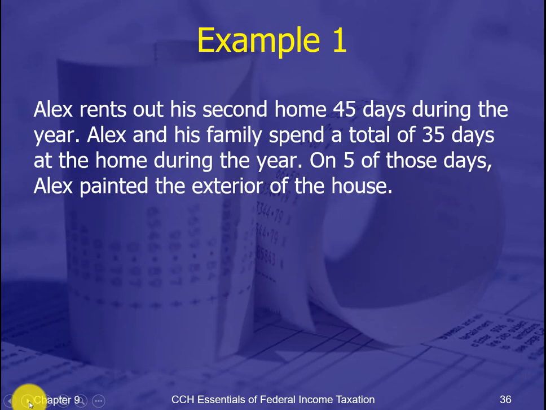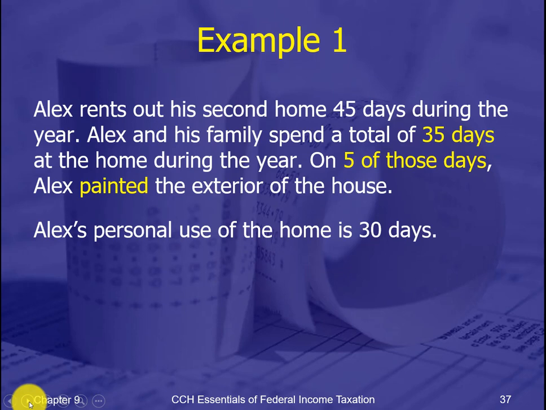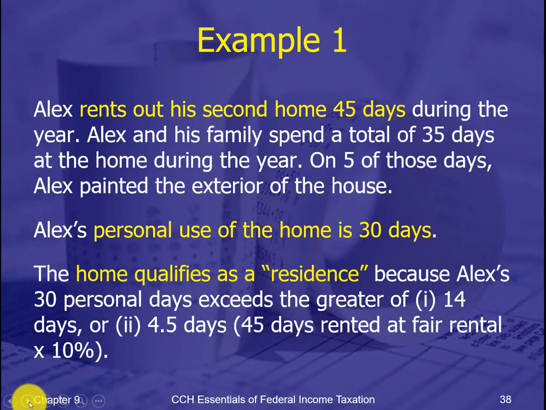So there's an example: personal use is 30 days because 5 of those days he painted the exterior. Out of the 35 days he was there, 5 were for painting, and so only 30 are personal. It's a residence because his 30 personal days are more than the greater of 14 days or 4.5 days, which is 10% of the rental.